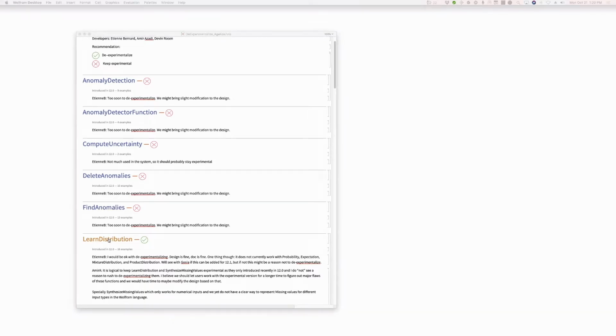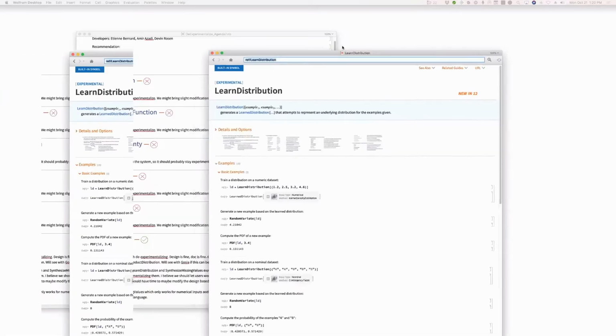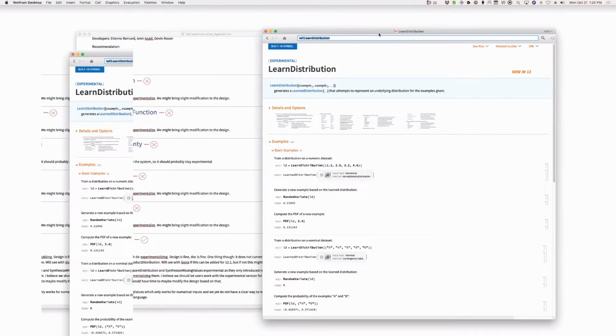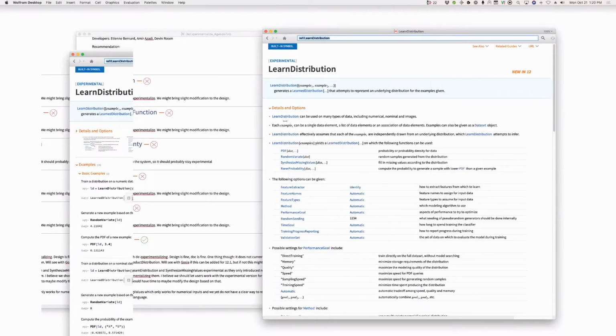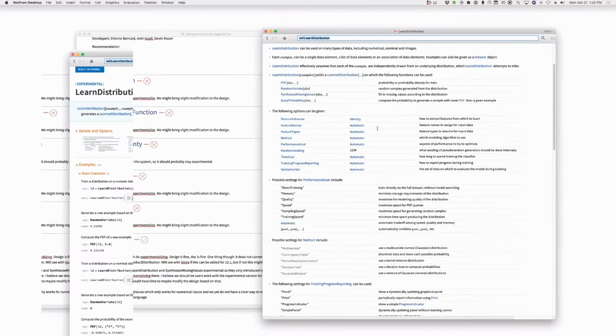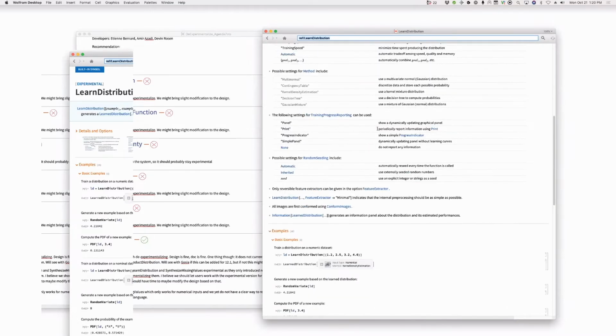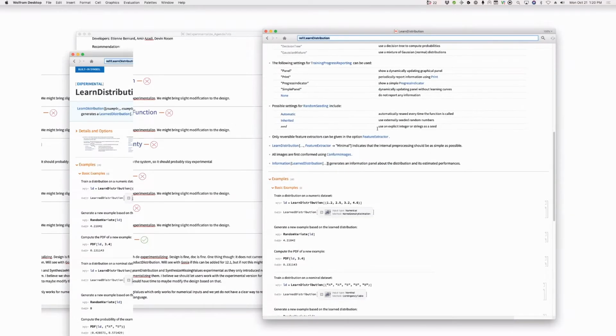Yeah, no, I kind of disagree with Amir. I don't think it's because we just introduced them that they should be kept experimental. Learn distribution has a good design. I don't think we'll change the design. I'm convinced it's a good design. It behaves exactly like the other distributions in the system in terms of random variate, PDF, and so on. I think it's straightforward in terms of design.